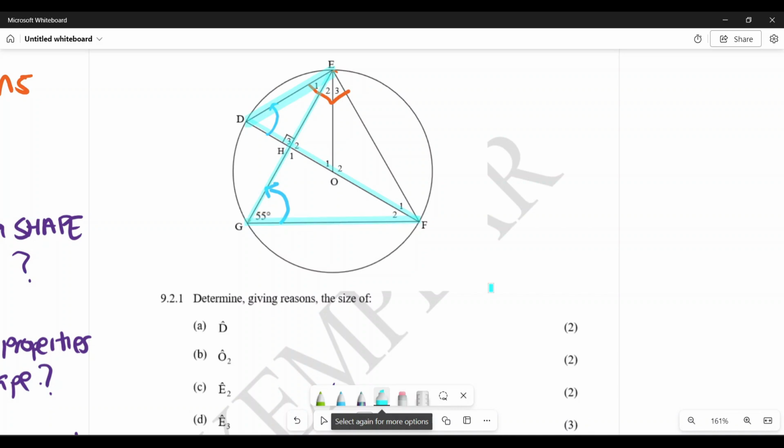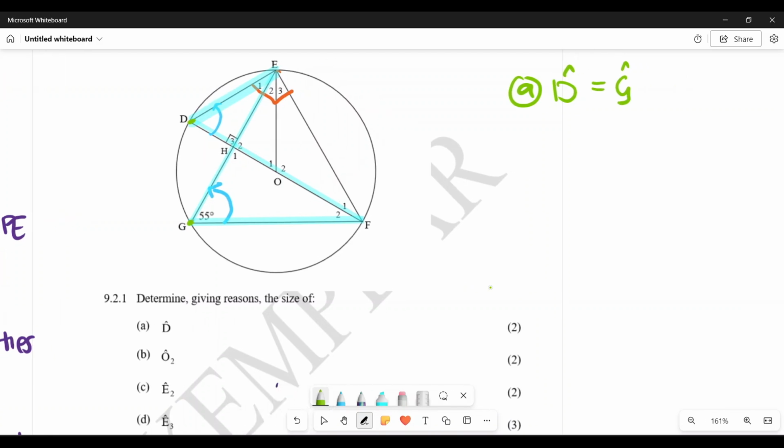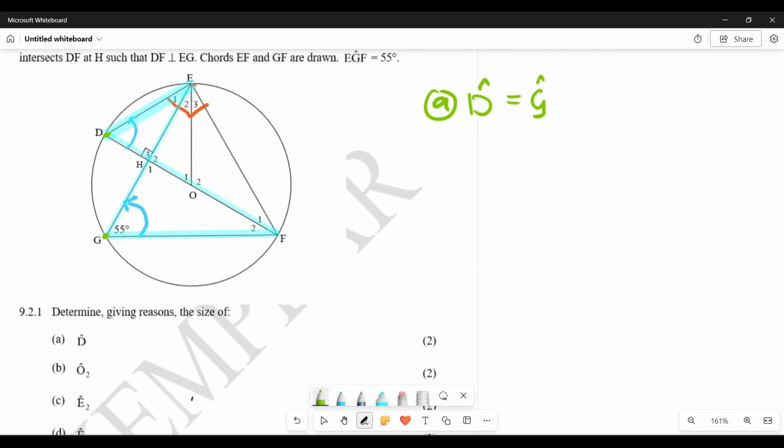Can you see that this is a butterfly? And remember, what theorem do we use with regards to butterflies? Your theorem 4, basically angles in the same segment. Angle D is in the same segment with angle G. So here, I'm going to write my answers on the side. For A, angle D is equal to angle G. Why is that? Because these are angles in the same segment.